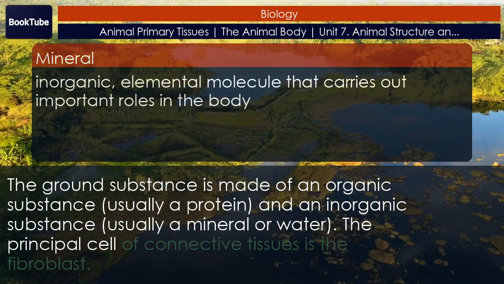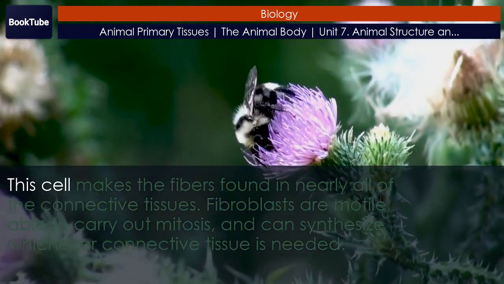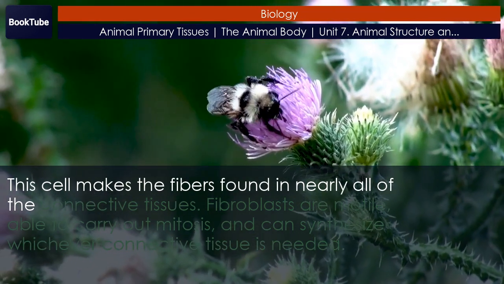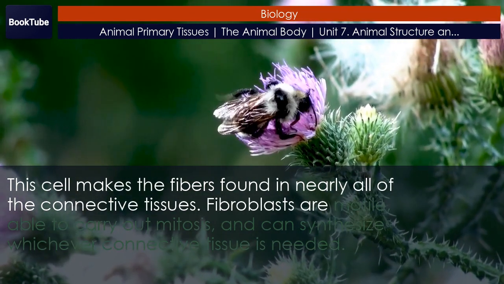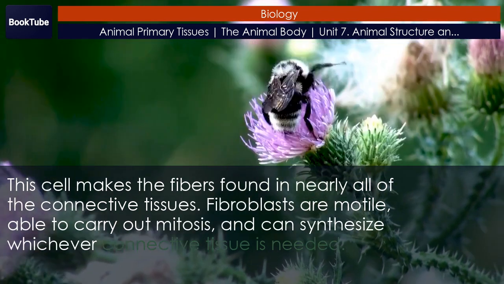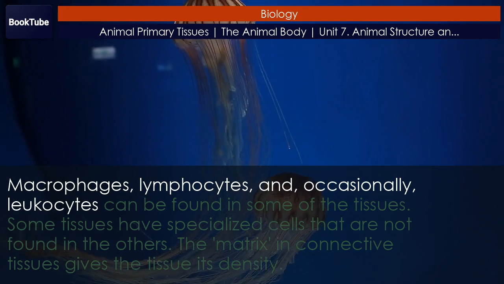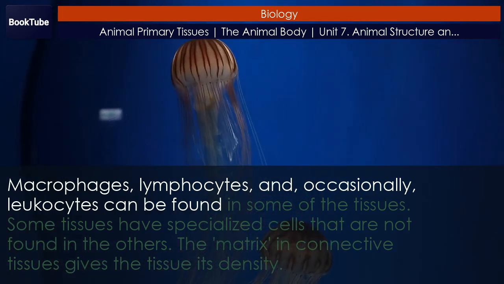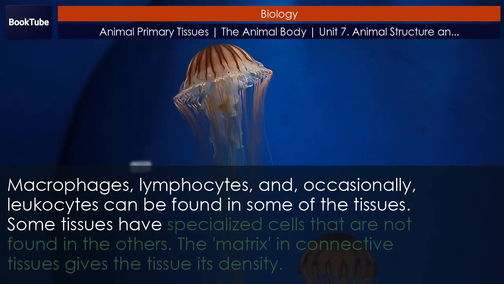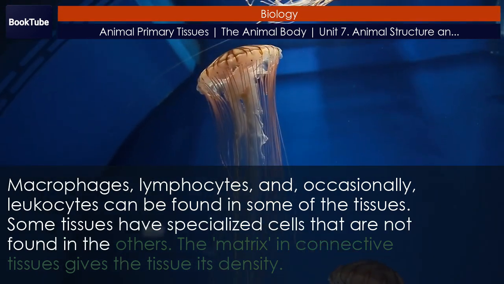The principal cell of connective tissues is the fibroblast. This cell makes the fibers found in nearly all of the connective tissues. Fibroblasts are motile, able to carry out mitosis, and can synthesize whichever connective tissue is needed. Macrophages, lymphocytes, and, occasionally, leukocytes can be found in some of the tissues. Some tissues have specialized cells that are not found in the others.